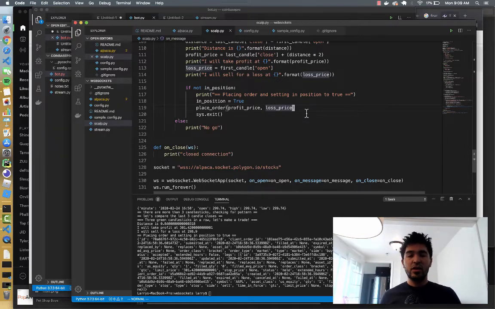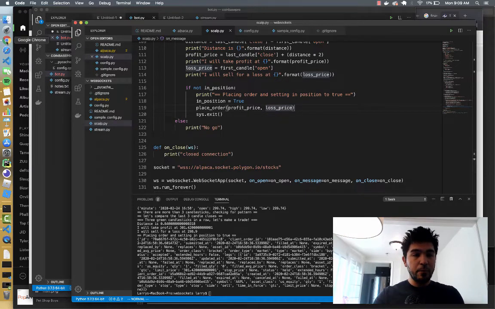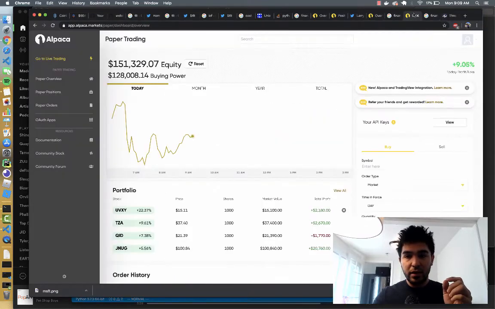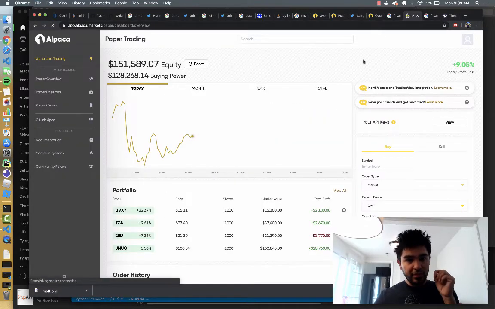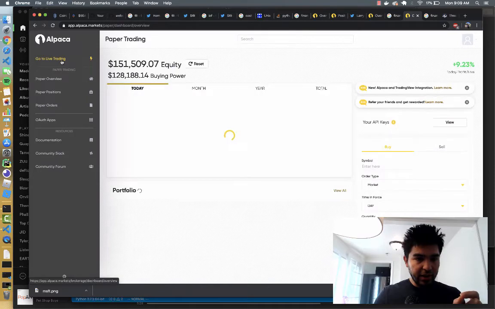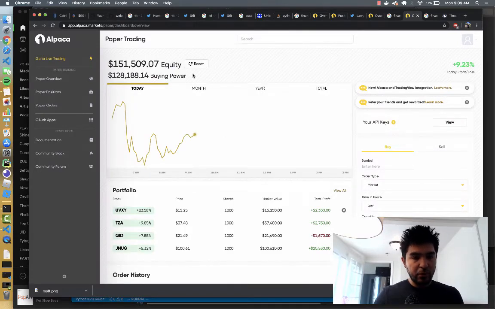I just wanted to make sure that while the market was trending down, I could capture these candlesticks, capture three candles in the reverse direction, place an order, and show you what that looks like. And now I'm going to show you in my Alpaca overview here. So this is the paper trading account. There's a live trading account and a paper trading account.